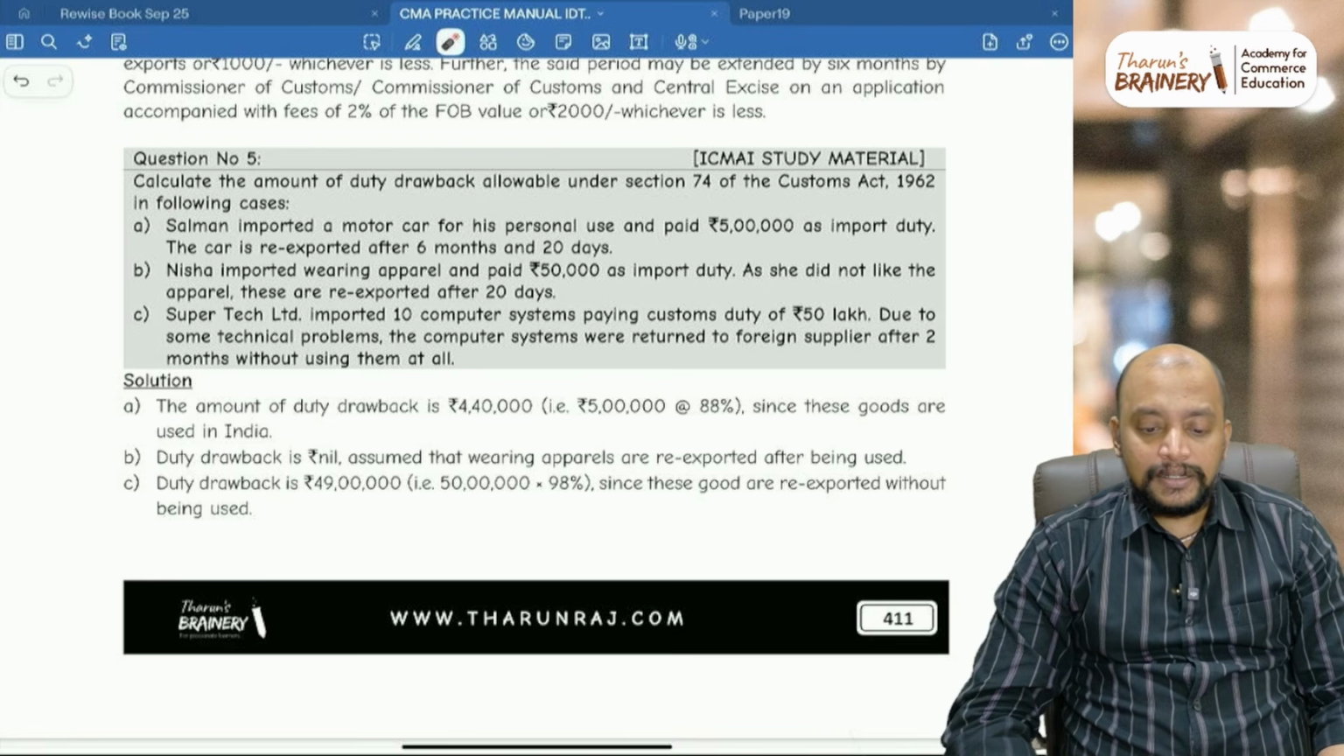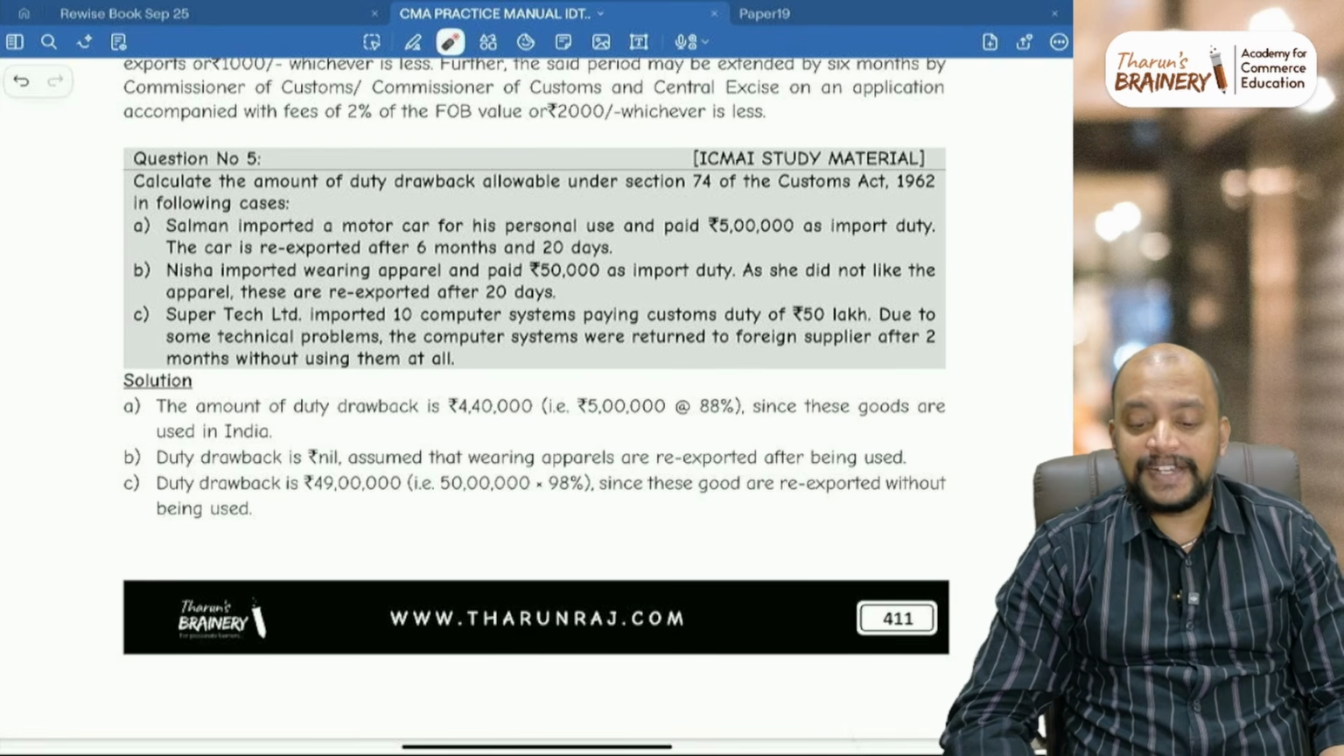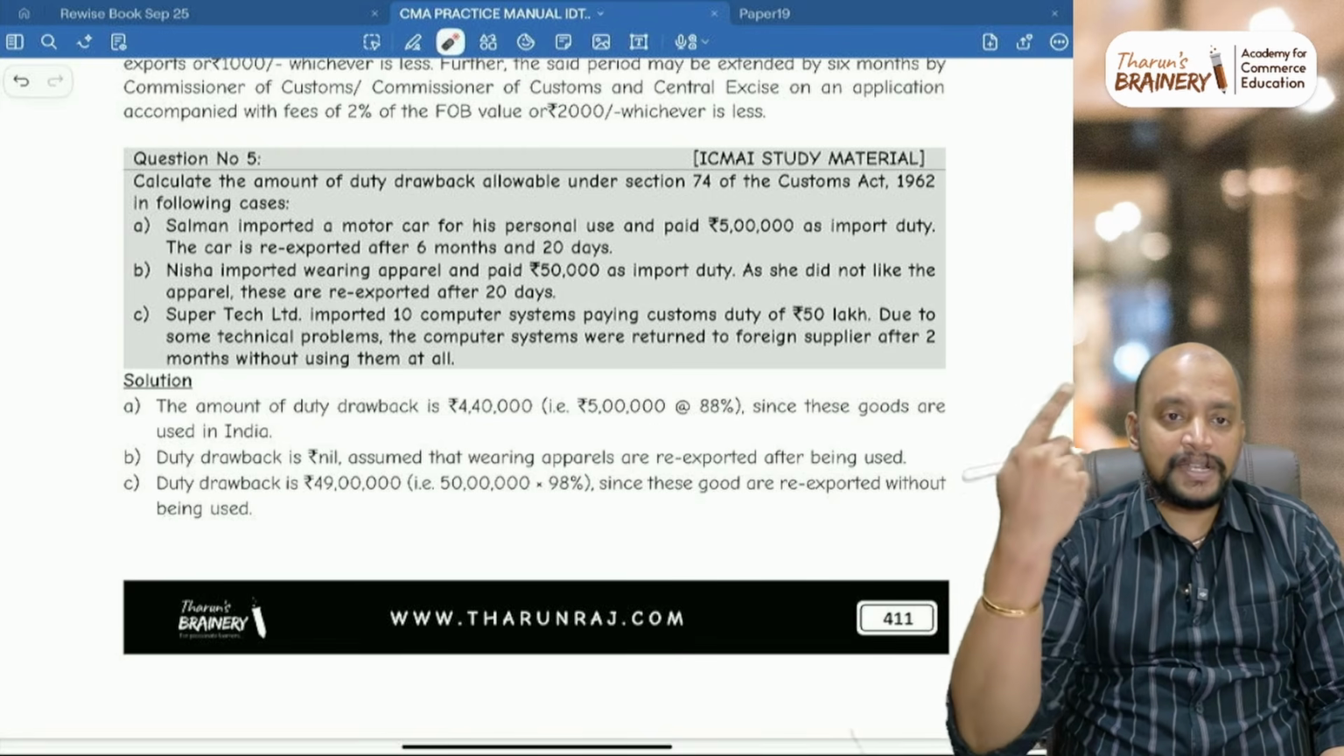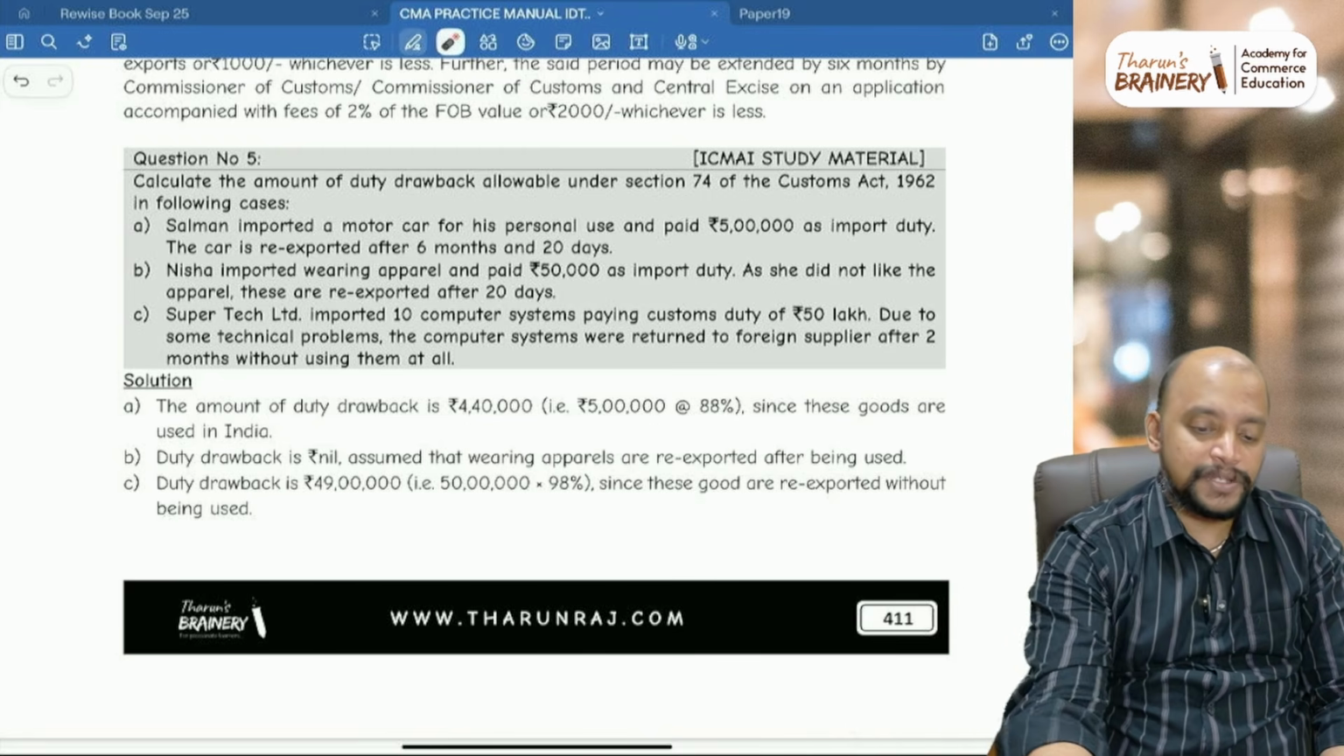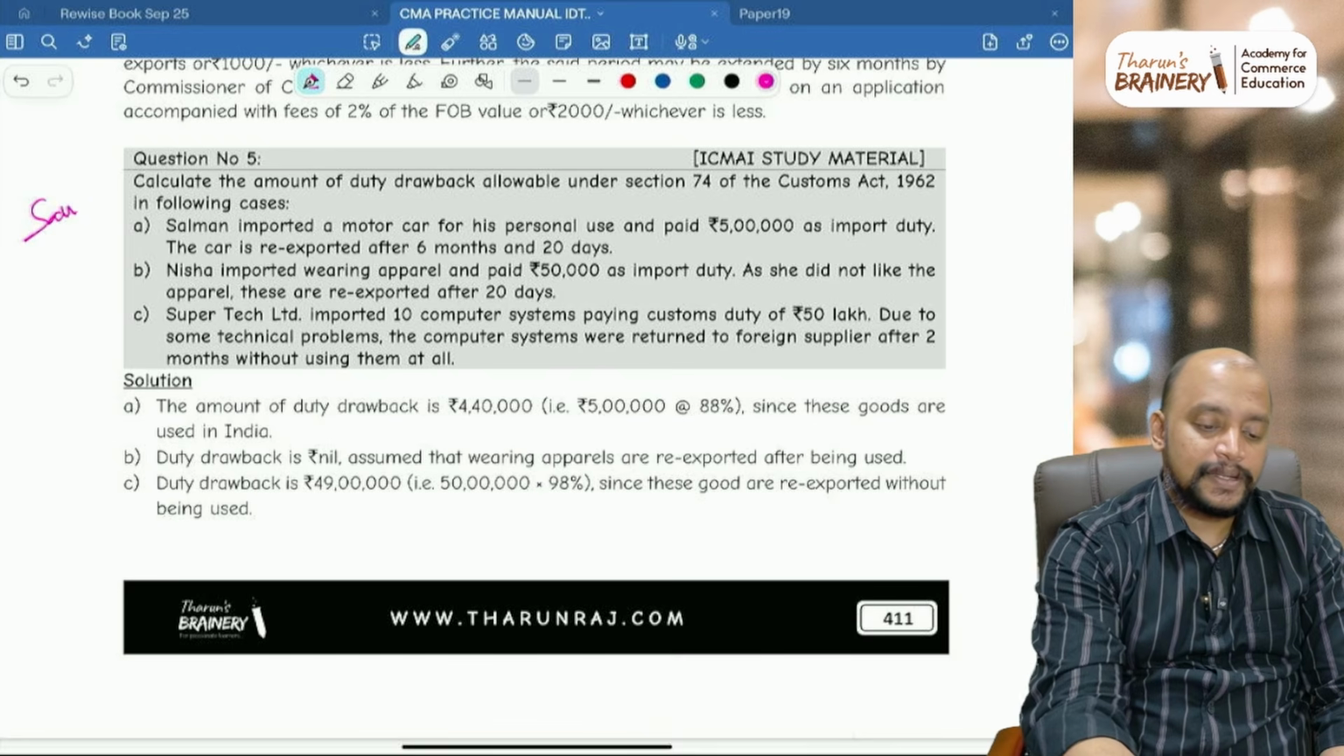And then that is 12% we need to reduce. So 88% we can claim as duty drawback. Correct? Then B also same, C also same. It's just a repetition, same as that question we have seen, same as question number 2 above.